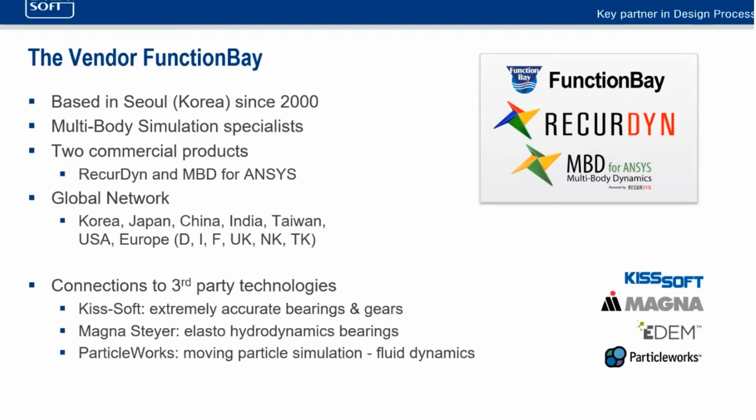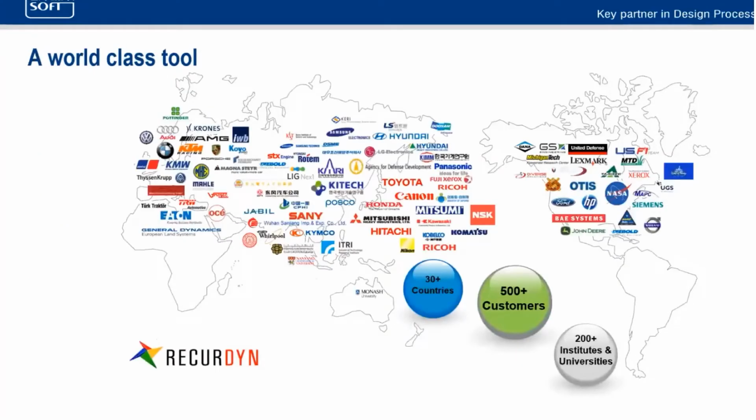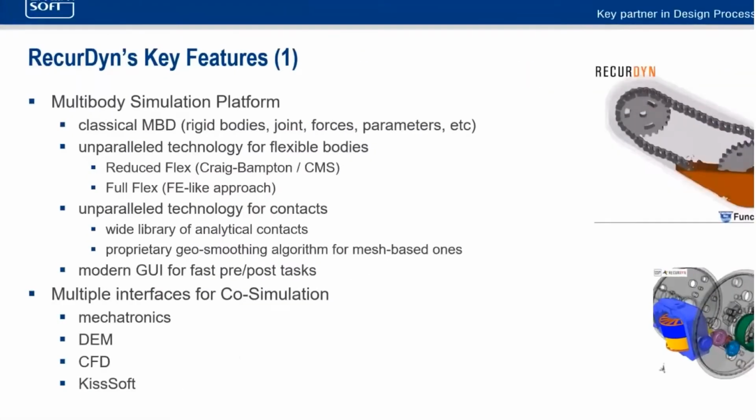So there's a global network, including Korea, obviously, and then Japan, China, India, Taiwan, the US, and then several supporting offices in Europe. There are connections with other third-party tools. KISSsoft, you've probably heard of before, as well as EDEM and ParticleWorks. These are for very specialized types of analyses. Moving on, some of the customers. We have over 500 customers globally, and again, you might see your logo or other familiar logos on this page.